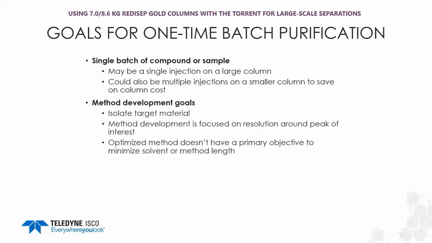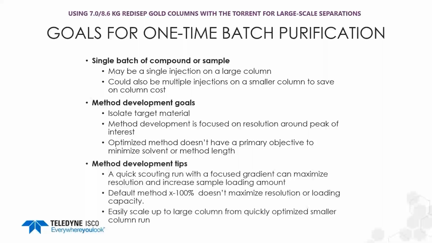What are our method development goals? Are we just isolating a target material here? We want to focus on resolution around the peak of interest. Maybe an optimized method doesn't have to be a primary objective in this case. We can do a longer gradient, knowing that we're going to get sufficient resolution and purification, and we're not concerned with solvent use because we're not repeating this purification over and over. We're more concerned about getting this turned around quickly and right the first time.